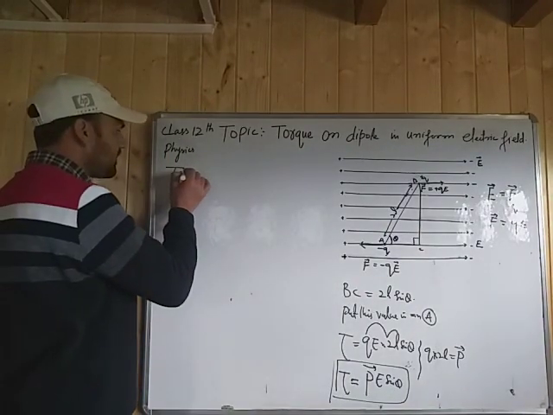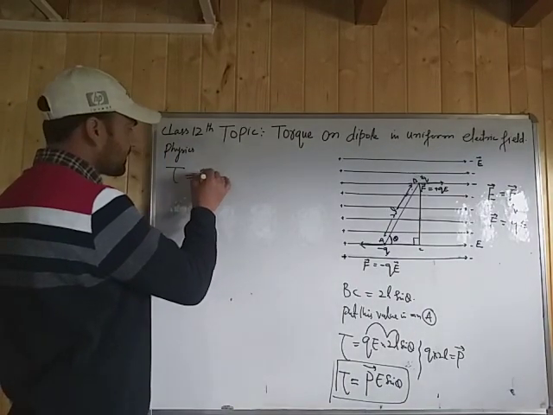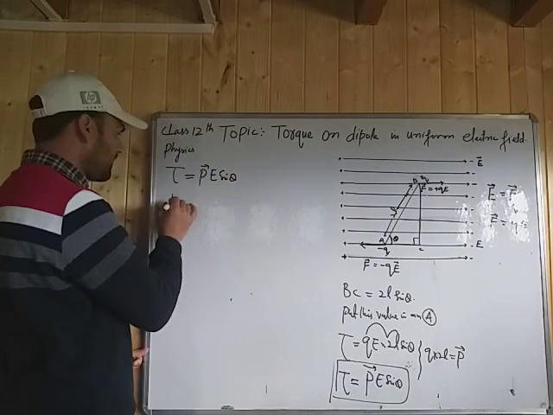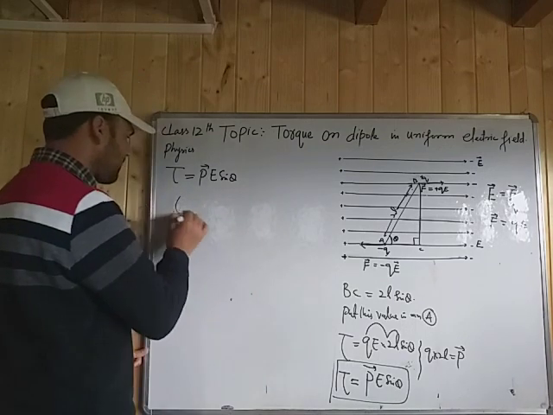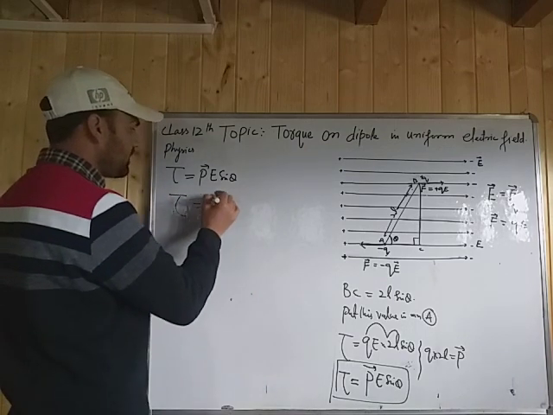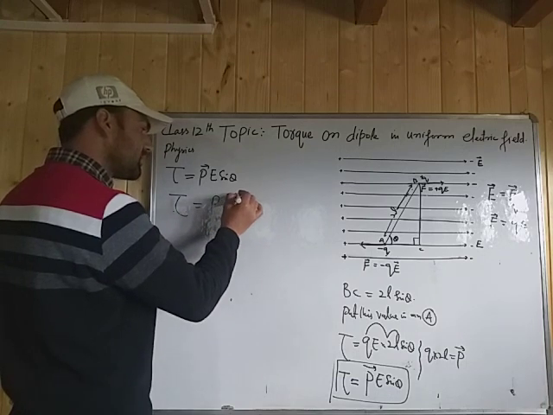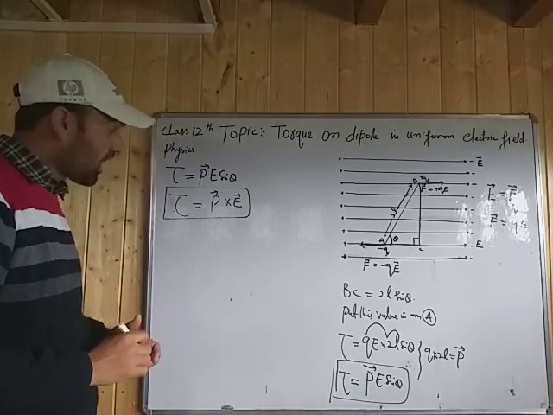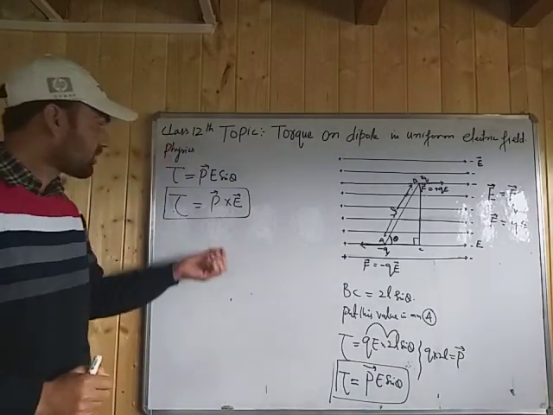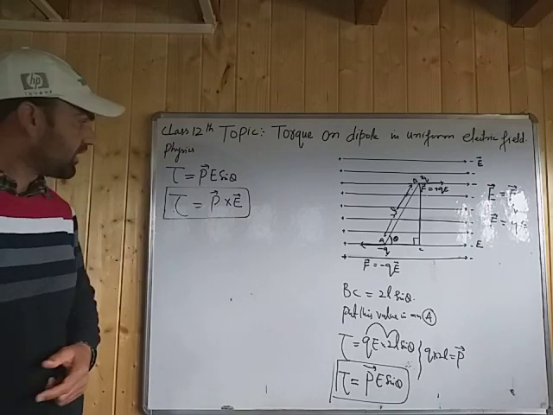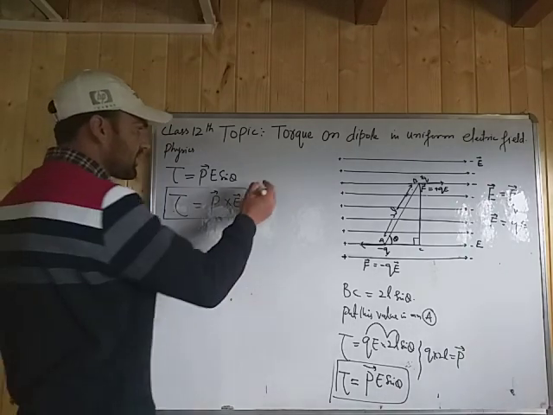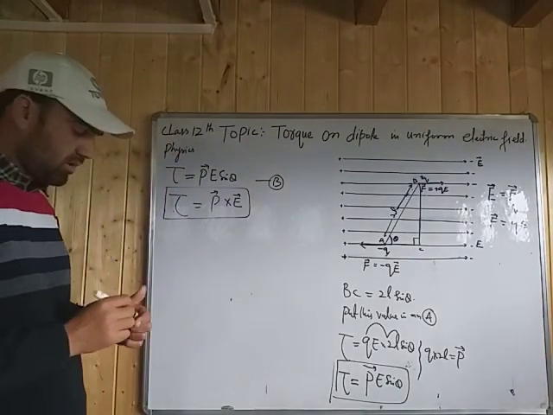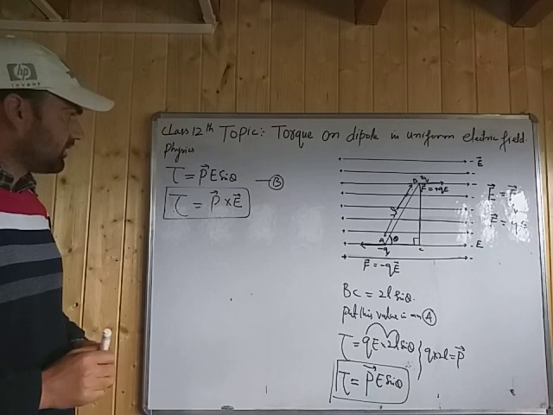If we have tau here, that is equal to, so we have expression P E sine of theta. We can also write it as tau is equal to P cross E. इससे हम ये डिफाइन कर सकते हैं कि टॉर्क जो है, that is a cross product of dipole moment and the electric field, but the basic expression is this. So this is expression B. This is the expression for the torque.